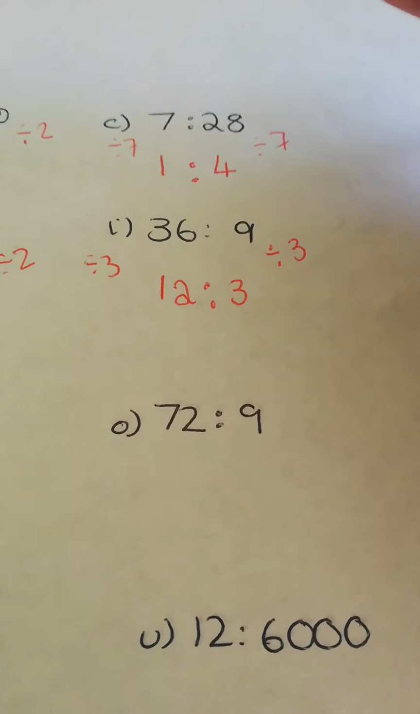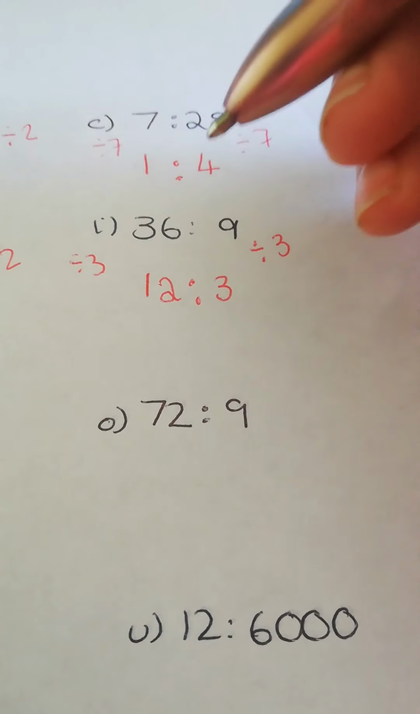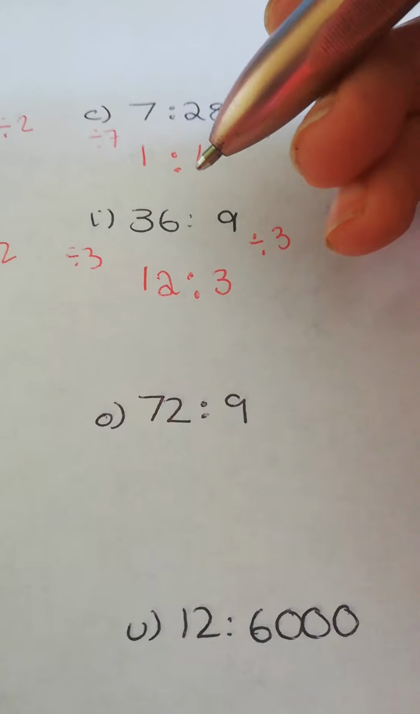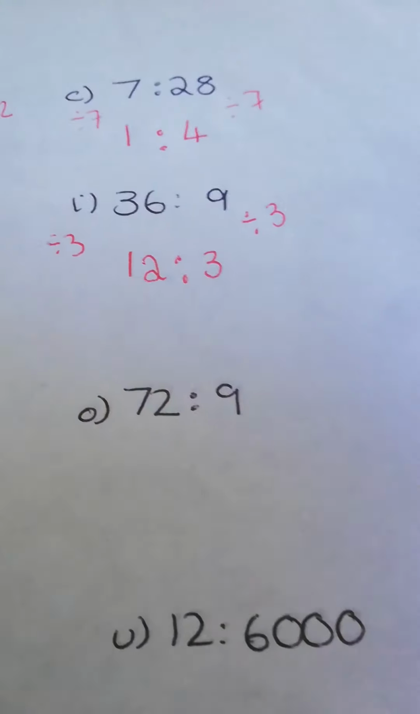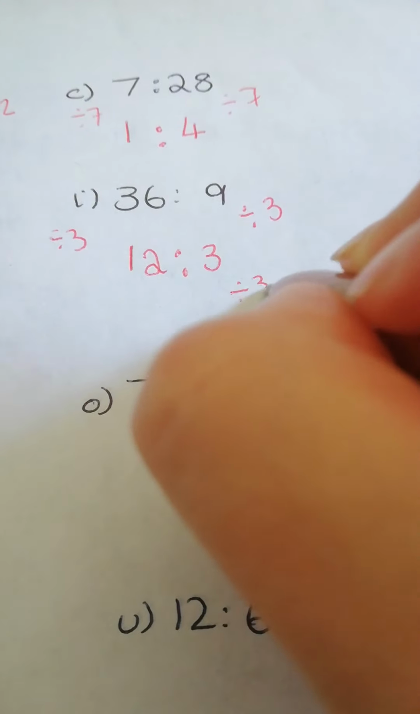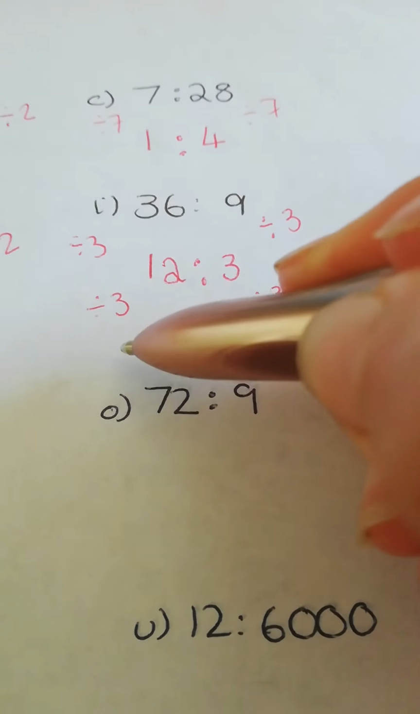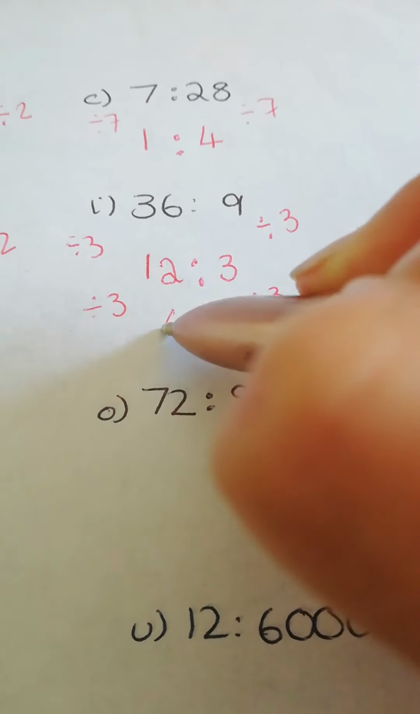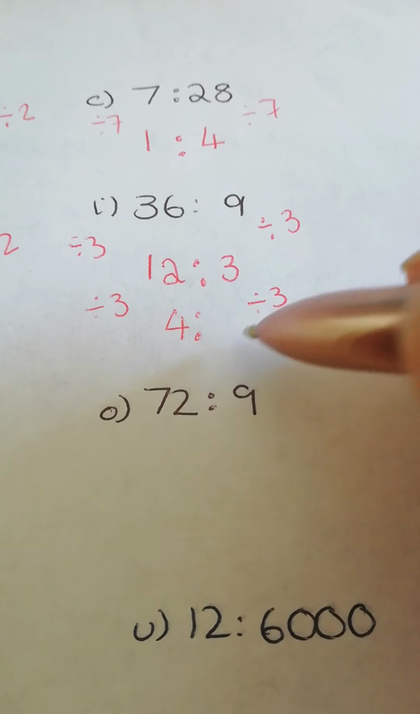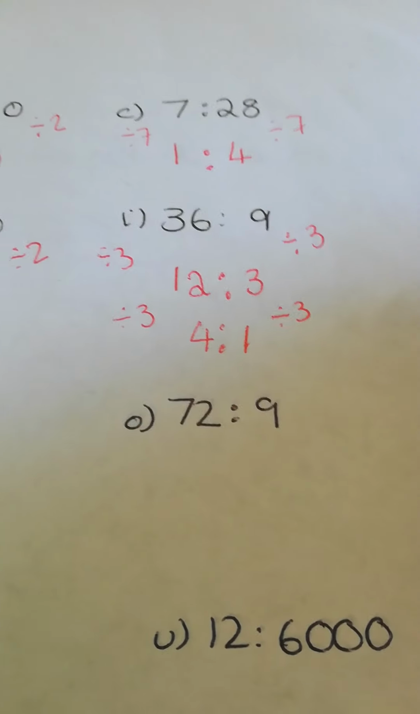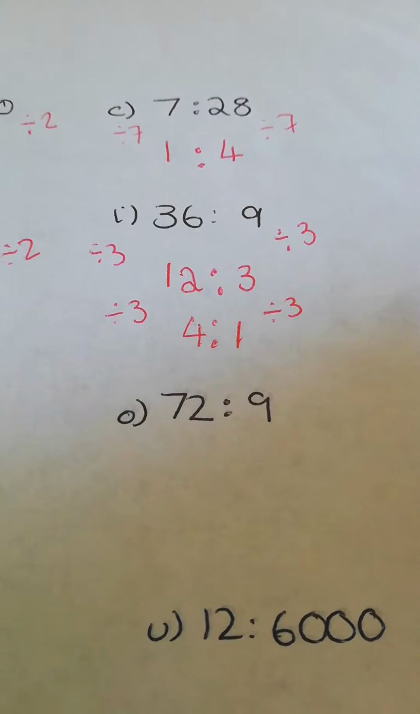But wait a minute, 3 and 12 are both in the same times table. 3 and 12 are both in the 3 times table again, so we can do another step. So we can divide by 3 again. 3 goes into 12 4 times, and 3 goes into 3 once. So the final ratio would actually be 4 to 1.